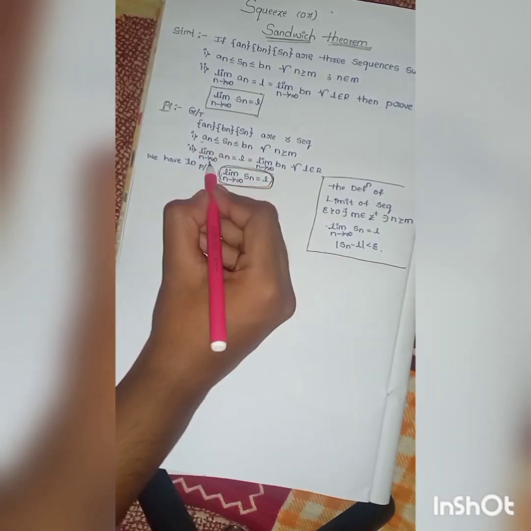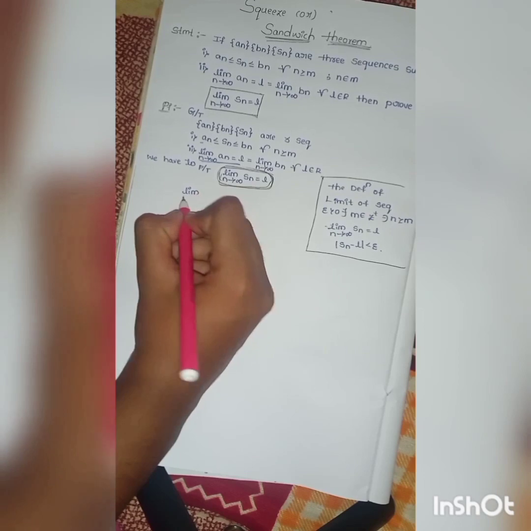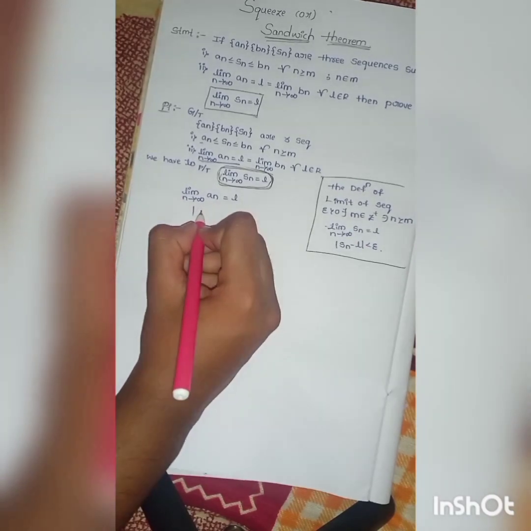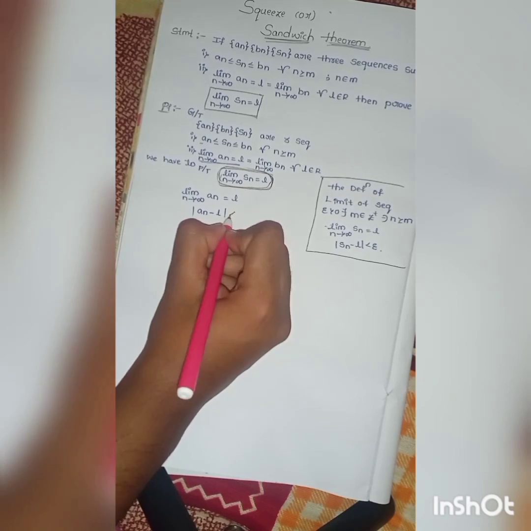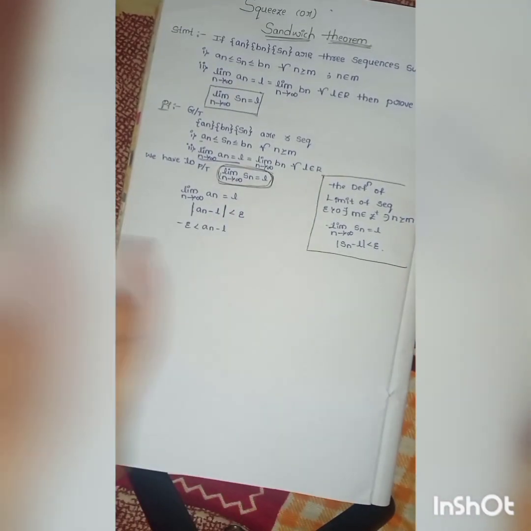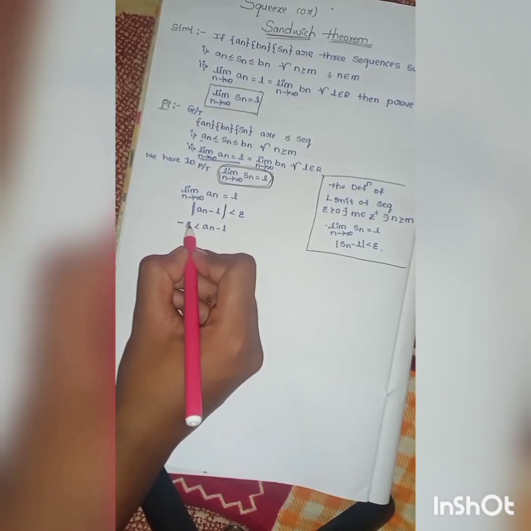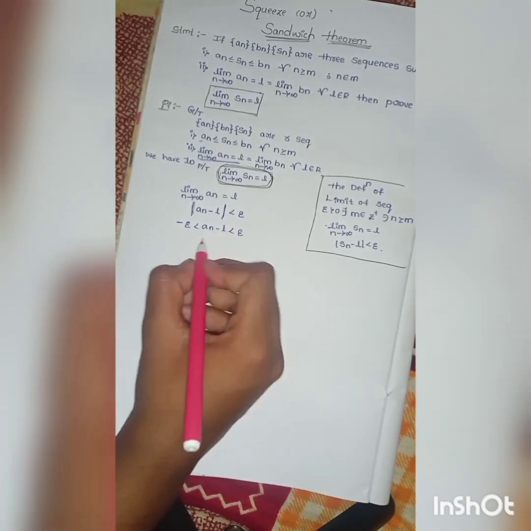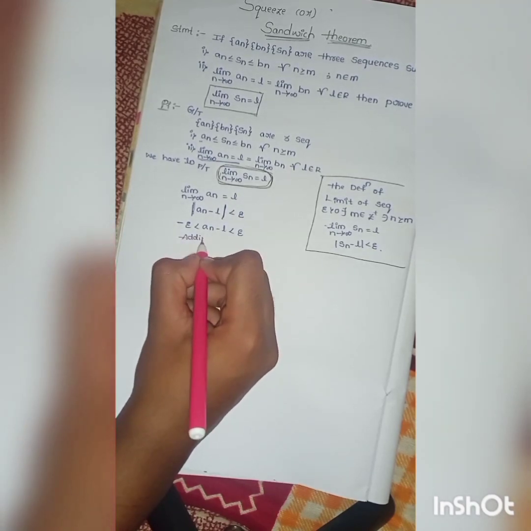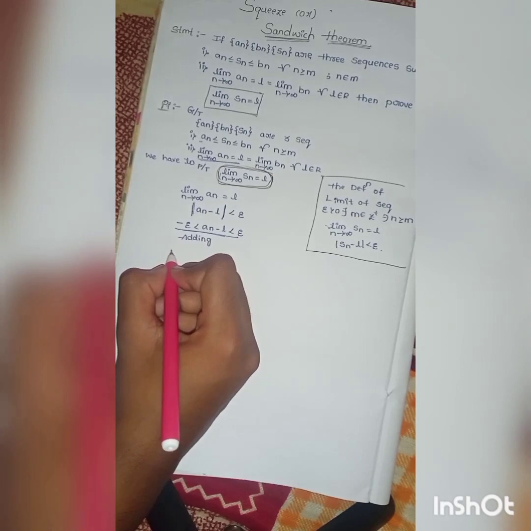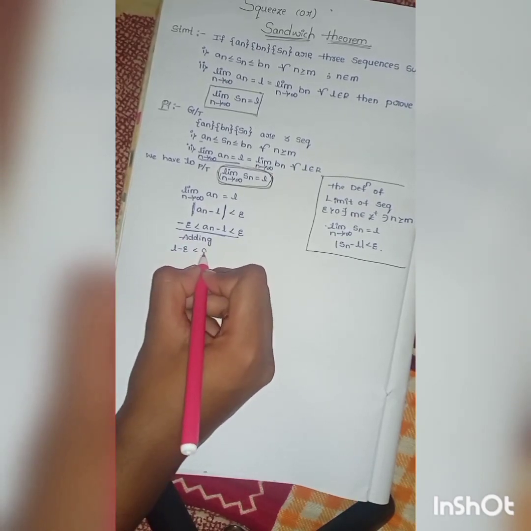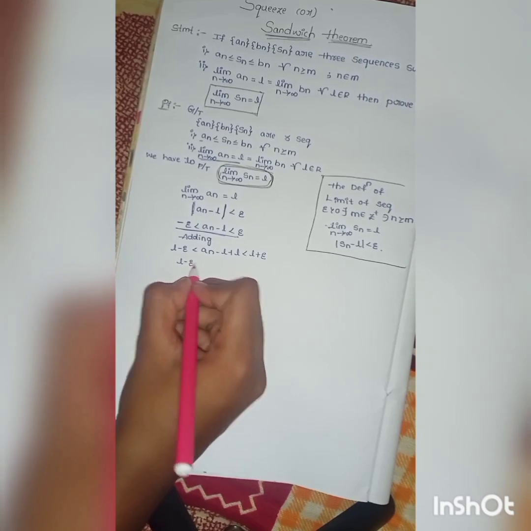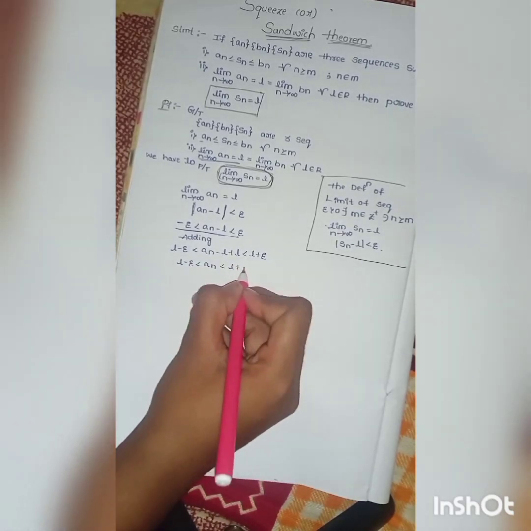Here first we have to take limit n tends to infinity, an equals L. By the definition of limit of a sequence, mod an minus L is less than epsilon. By removing mod we get minus epsilon is less than an minus L is less than epsilon. Adding L on both sides, L minus epsilon is less than an is less than L plus epsilon. Here we get L minus epsilon is less than an is less than L plus epsilon.